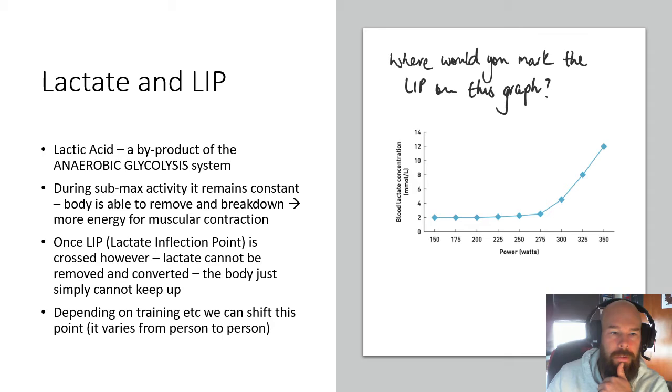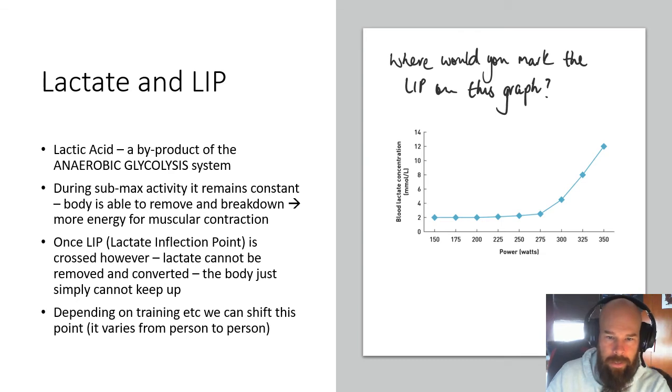So lactate and lactate inflection point. There are a couple of terms that you need to know as well. Obviously, when you're exercising, lactate, which is a byproduct of the anaerobic glycolysis system, is going to be produced. And we produce that at rest, but because the intensity is so low, the body is able to remove the lactate from the blood, so it's not really an issue.